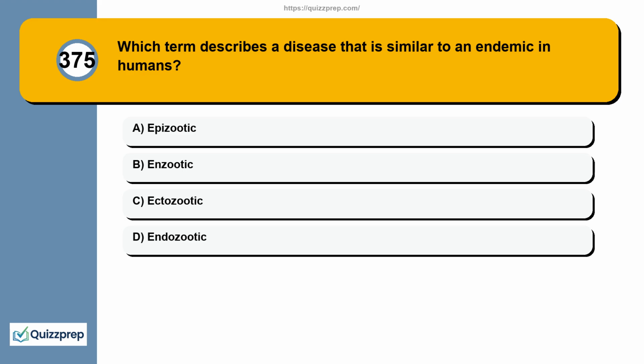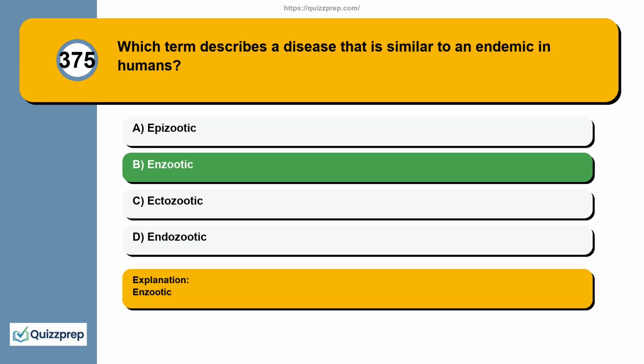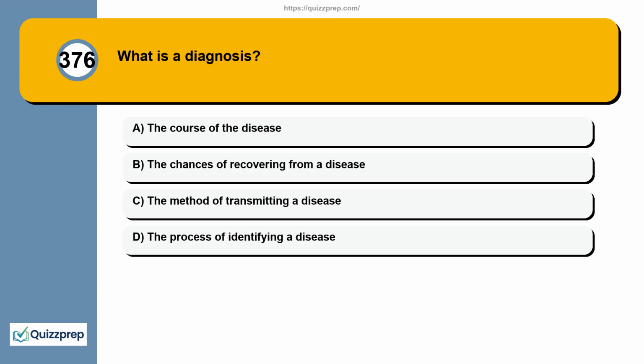Question 375. Which term describes a disease that is similar to an endemic in humans? Option A, epizootic. Option B, enzootic. Option C, ectozootic. Option D, endozootic. The correct answer is option B, enzootic. Enzootic.